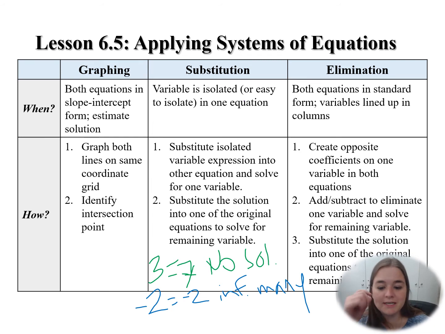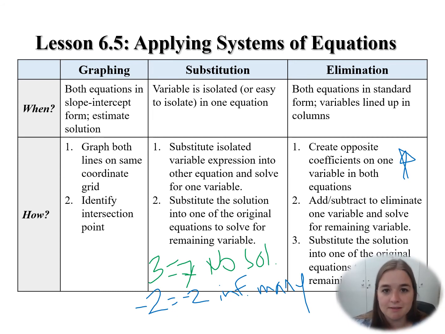The steps for elimination, the big piece that's different in elimination is that you need to create opposite coefficients on one variable in each equation. And that's the idea of setting it up. So if you have 3y in one equation, you want a -3y in the other. If you have 2x in one equation, you want a -2x. You need to have something that eliminates when you add the equations together.